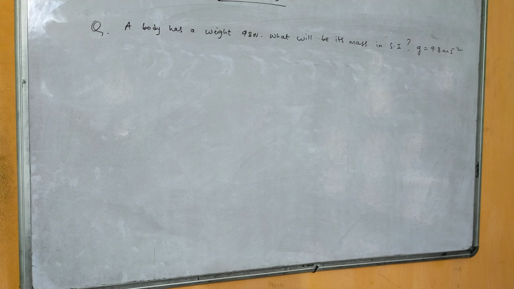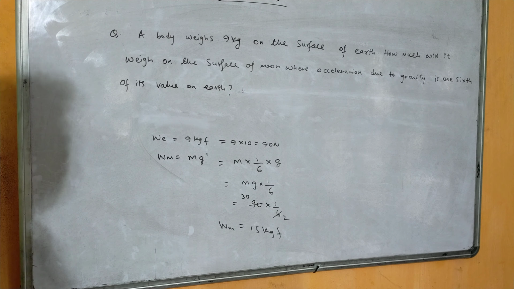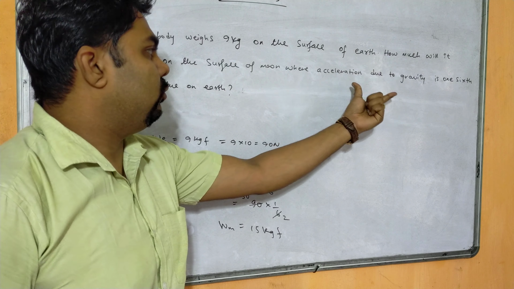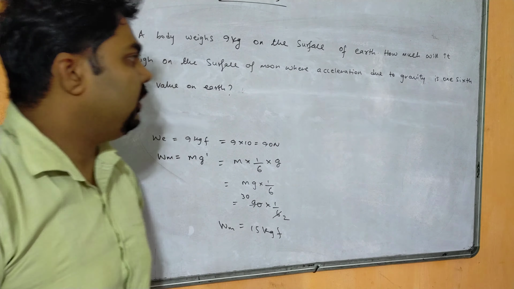So next question we have, a body weighs 9 kg on the surface of earth. How much will it weigh on the surface of moon when acceleration due to gravity is 1/6 of its value on earth? That means acceleration due to gravity on moon is equal to 1/6 of the acceleration due to gravity on earth. Okay, and weight on earth is also given, 9 kg. So I have noted down here that weight on earth is 9 kg.